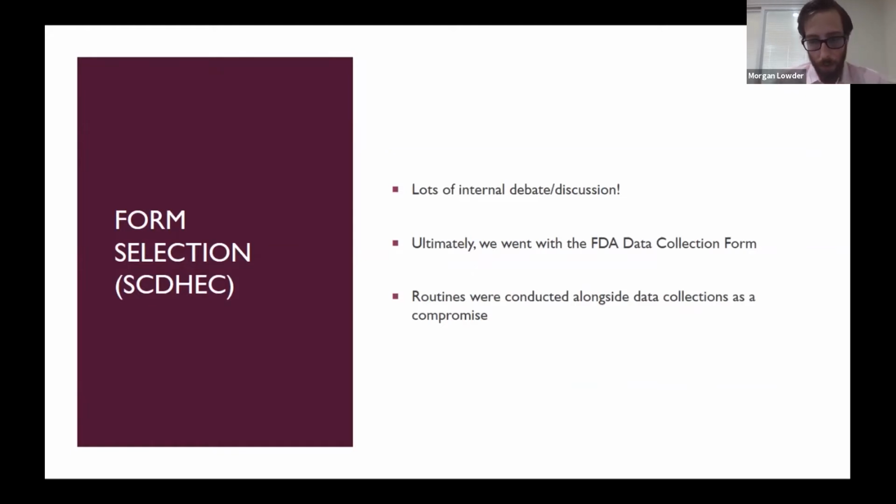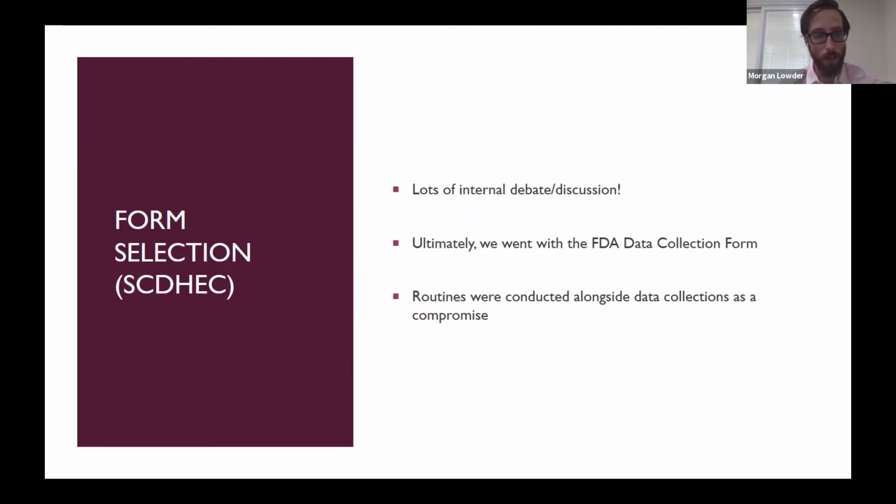Another important choice that you're going to have to make if you do a risk factor study is which form you're going to want to use. So there's really 2 main options: one, you can use the FDA form or some approximation of it, or you can use your routine inspection data. In South Carolina, we had a lot of conversations about this in the office, and ultimately we ended up going with the FDA form. The reason why we wanted to go with this one is because it had some additional information on it that we wanted to collect, such as hand washing counts and restrictions and exclusion questions, among others.